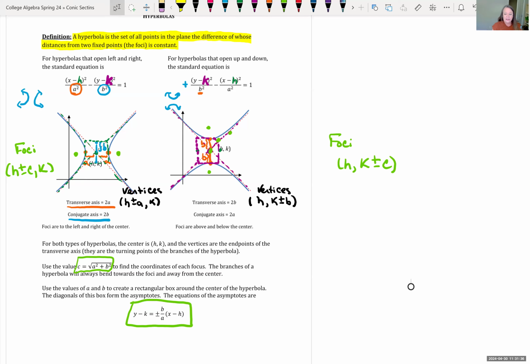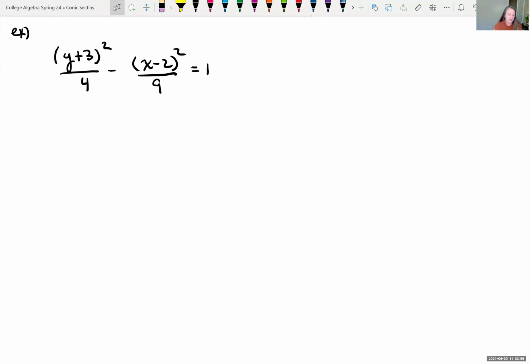But let's look at a simple example where it's already in standard form and then graph this hyperbola. And then we'll go to one where it's not in standard form, put it in standard form, and graph it. Okay, so we're given an equation of a hyperbola, and we want to find where the center is, where the vertices are, and the vertices of the conjugate and transverse axes. Let's draw our asymptotes, and then draw the graph of our hyperbola.